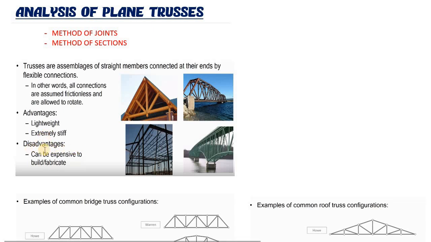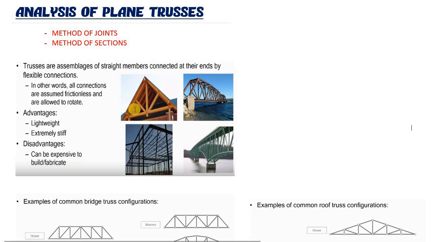Now, what about the disadvantages? Now, one of the disadvantages is a truss can be expensive to build or fabricate. Yeah, a truss can really be expensive to build or fabricate, because think about it, in a truss system so many members are framed to make up the truss system.